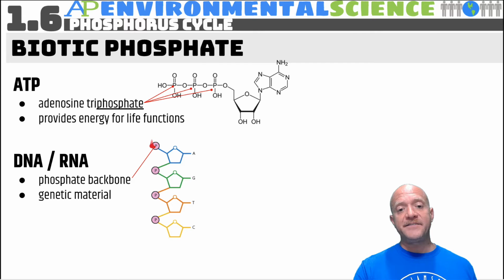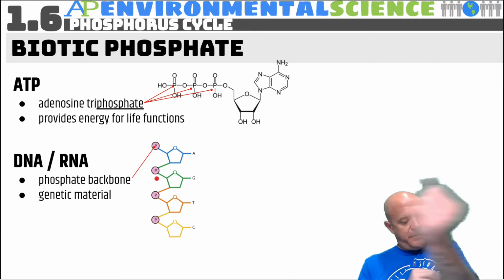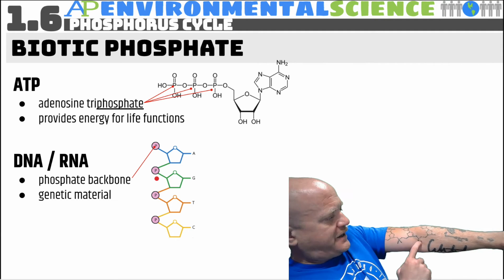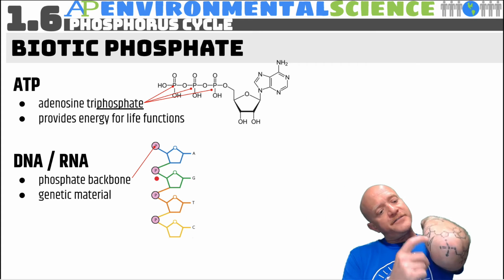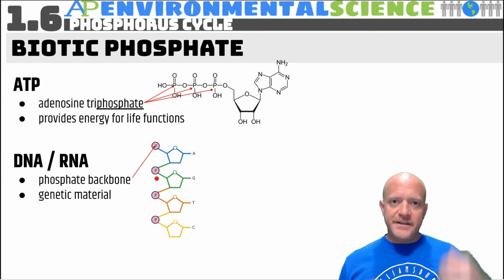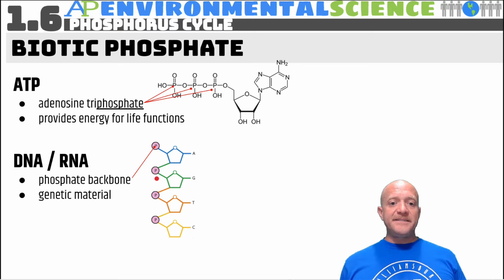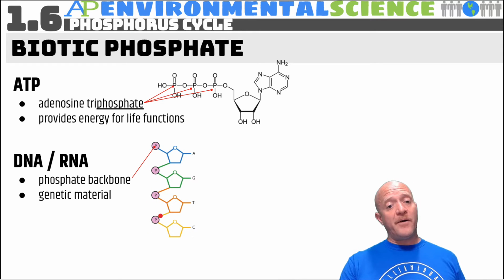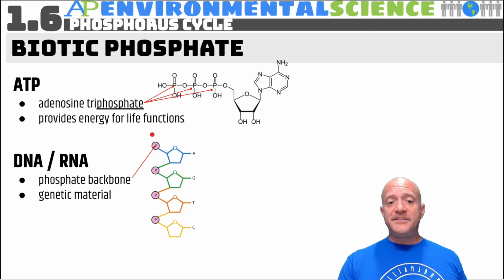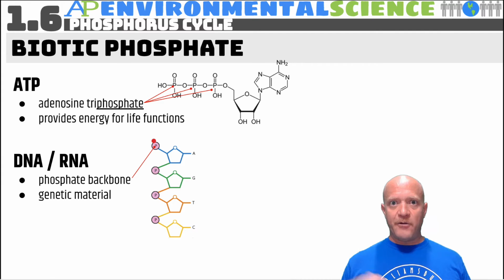Also, it is used in DNA. There is a phosphate backbone in the DNA. In fact, if you look at my tattoo, I don't know if you can see, I've got phosphates there. I've got a big phosphate down here. You can see it in person too. It is the backbone of the DNA molecule, and it's also the backbone of an RNA molecule, and it provides the genetic material, everything that we need to make all of the proteins in our body.